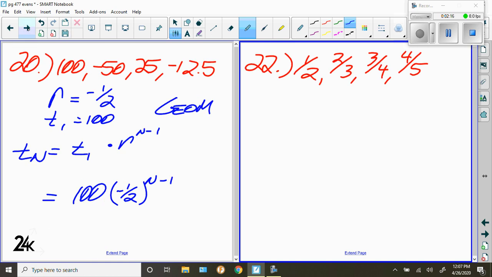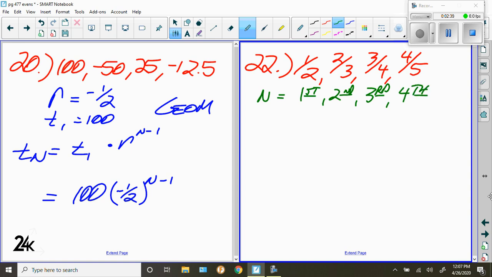Next, number 22. I can't add anything to get those numbers. I can't multiply anything to get those numbers. Okay, so then we've got to look at the old trickaroo. This is the first term. This is the second term. This is the third term. This is the fourth term.